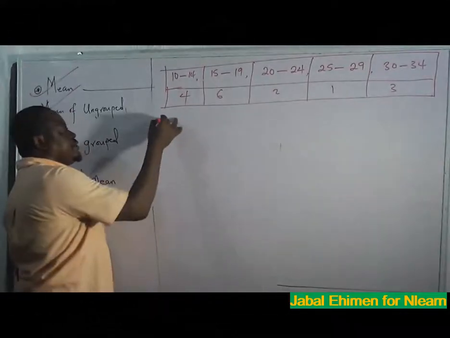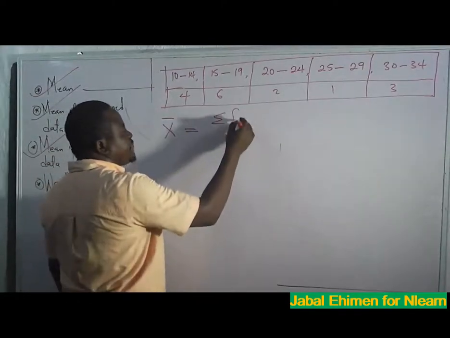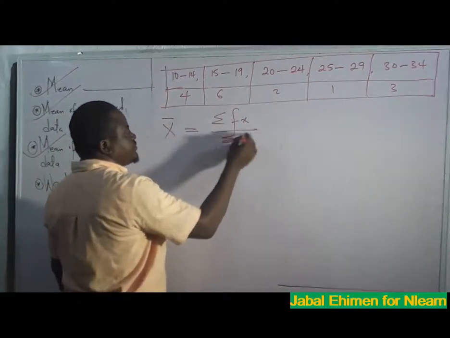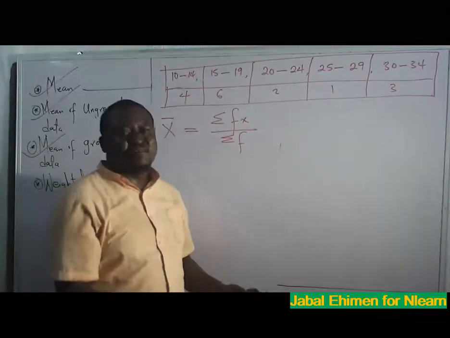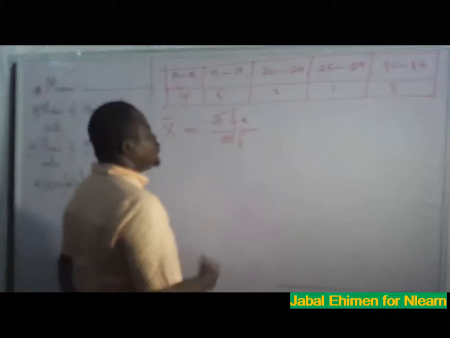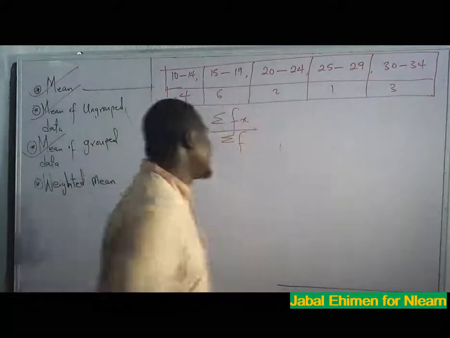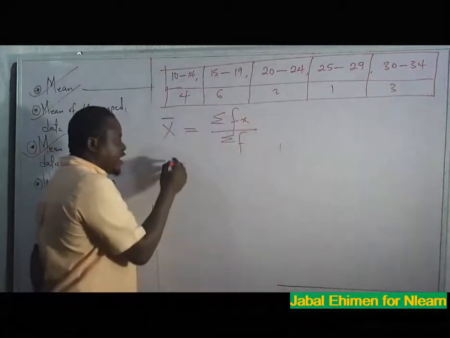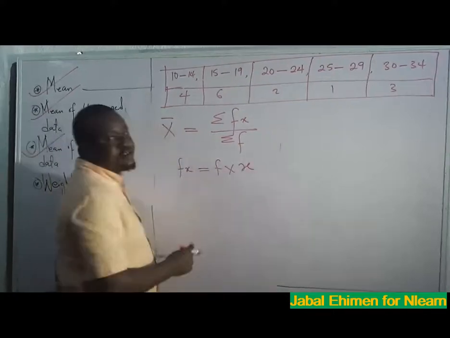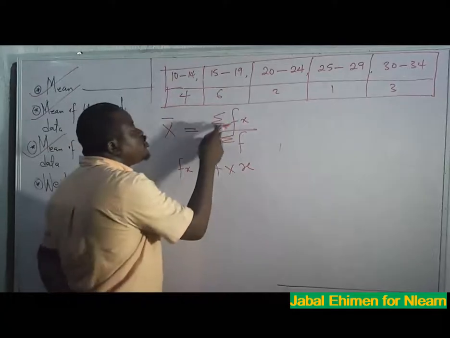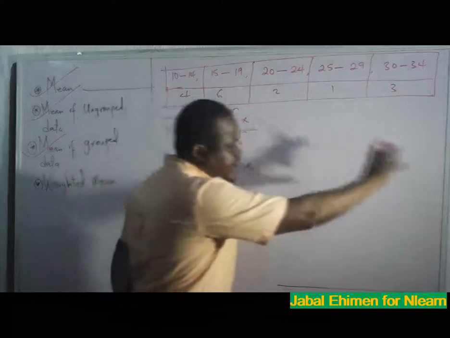So, the mean of this kind of data which are grouped is sigma fx divided by sigma f. The sigma fx looks funny in writing, but it's simple and very easy to understand. Whenever you see this sign sigma, sigma means summation, sum them together. And you are having f. This fx means f times x. So it shows that you are going to sum all the f times x together.